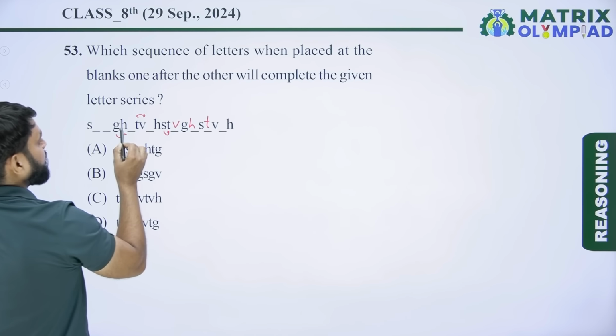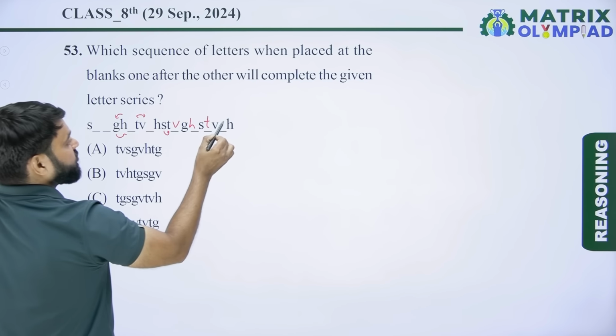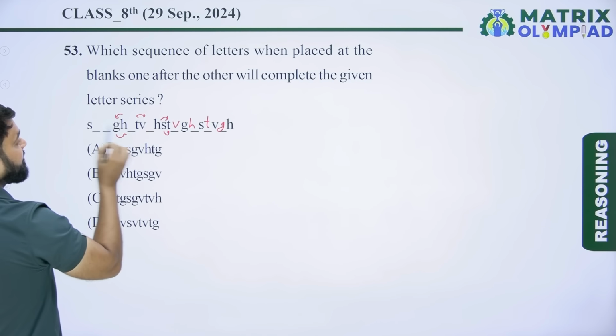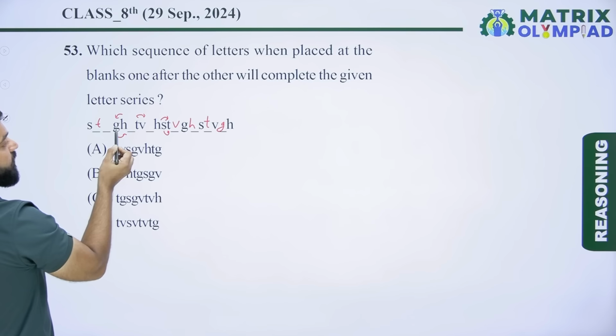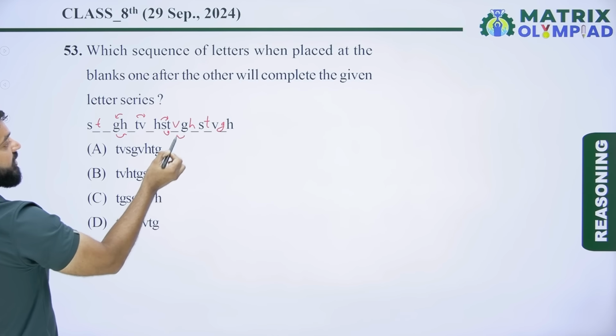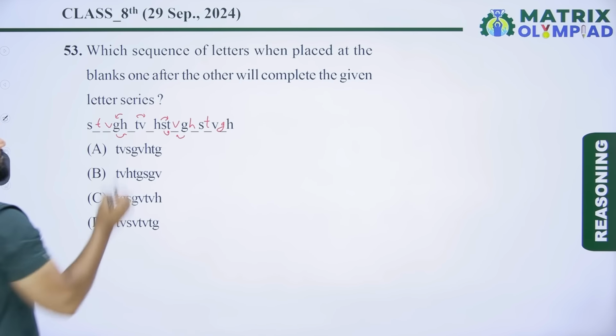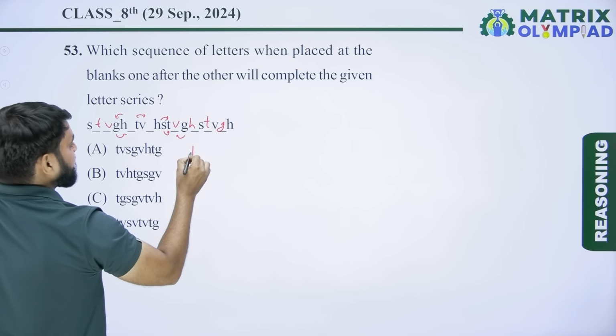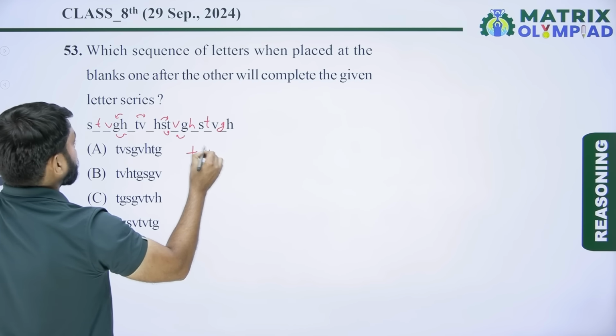before H, letter is G. After S, next letter is T. Before G, letter is V. So the missing alphabets are T, V.